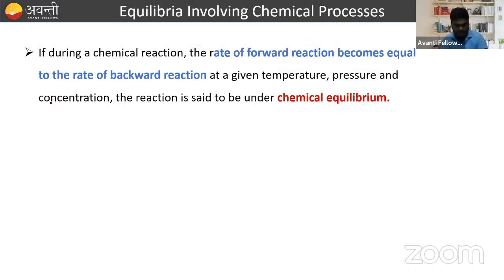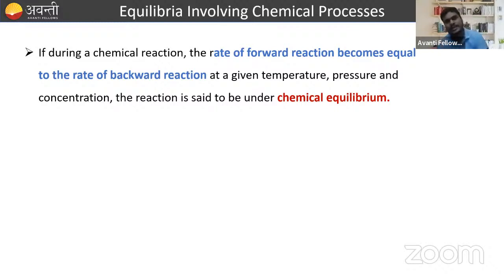Okay. Now, let's see the next one. That is equilibrium involving chemical processes, right? So, if during a chemical reaction the rate of the forward reaction becomes equal to the rate of the backward reaction at a given temperature, pressure, and concentration, the reaction is said to be in chemical equilibrium. So, when you say that we achieve chemical equilibrium, now we come to our topic for today, the topic for this chapter, that is chemical equilibrium.